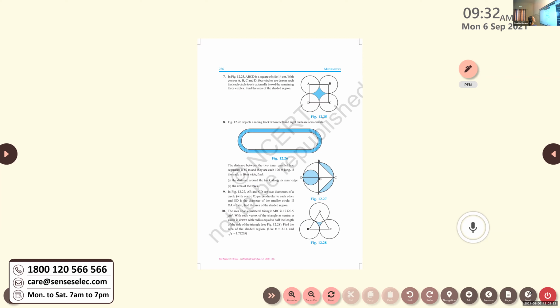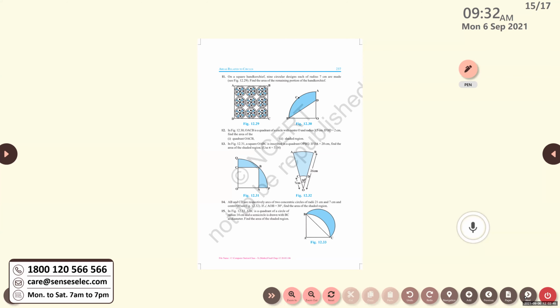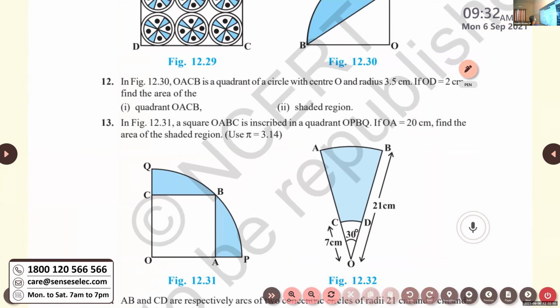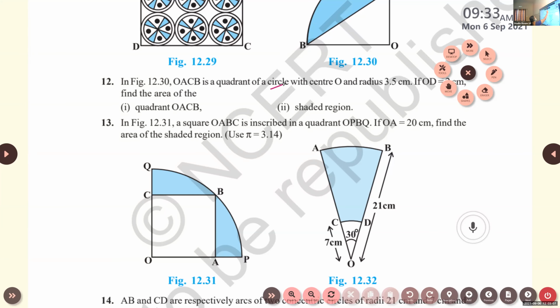What was the last question? Anybody read? Square OABC, that we completed. No, ma'am, voice is breaking. Ma'am, 13. Ma'am, can I rejoin? Children, did we complete this 13 or just write the question? Write the question. Okay. All of you read the question.